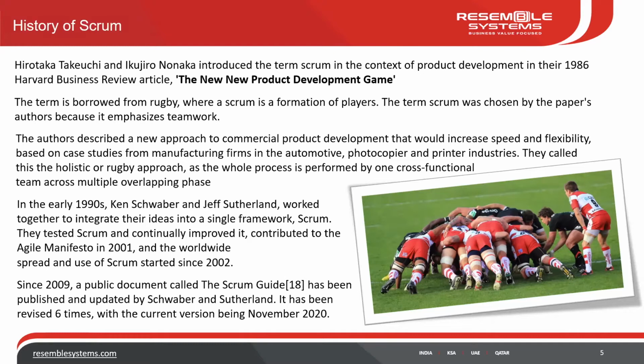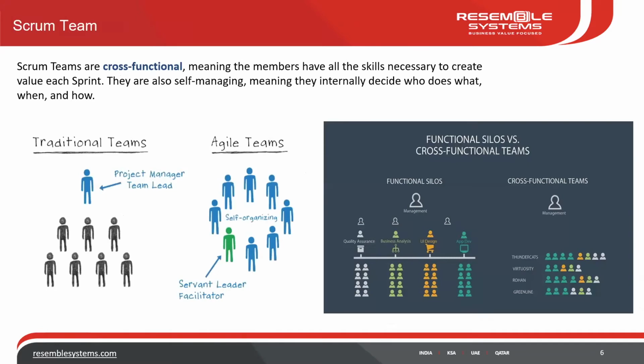And since 2009, they started publishing this guide called the Scrum Guide. Right now, the latest version was updated in November 2020. So most of the information that you see here is taken out of the Scrum Guide. So this is a little history of Scrum. Moving on. So, Scrum Team, right?